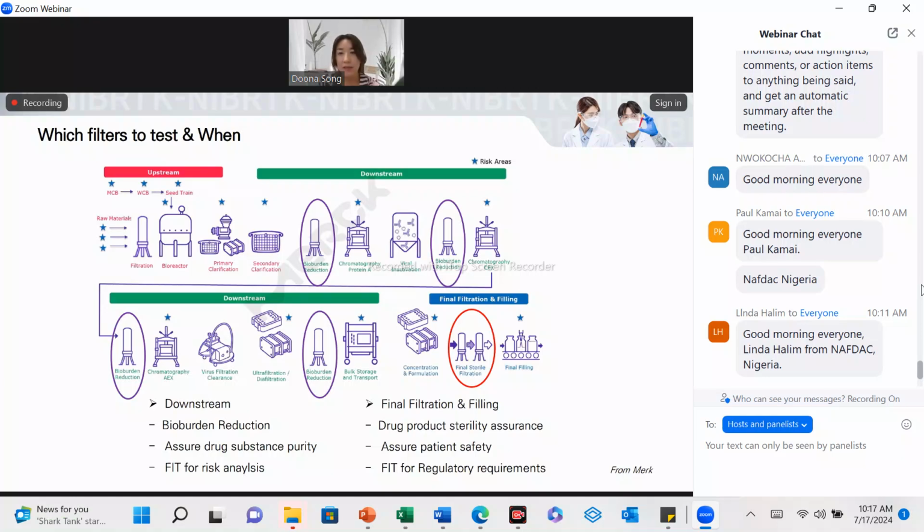On the other hand, in the final filtration step, it is crucial to guarantee sterility, like LRV 7, because this stage is subject to regulatory audit. Obviously, because this step is right before the final product.